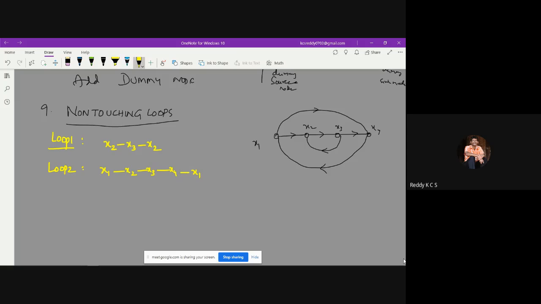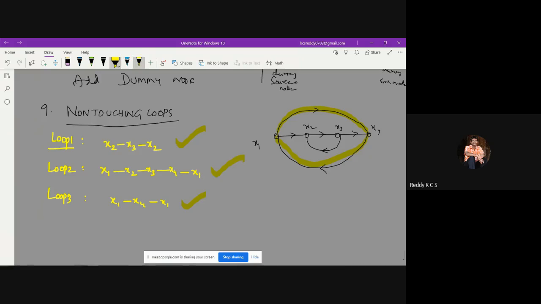So no node is repeated twice here. Next, loop 3. Loop 3 is x1 to x4, then x4 to x1, in this direction. A signal generated from x1 touches x4 and comes back to x1 only. So there are 3 loops in this.